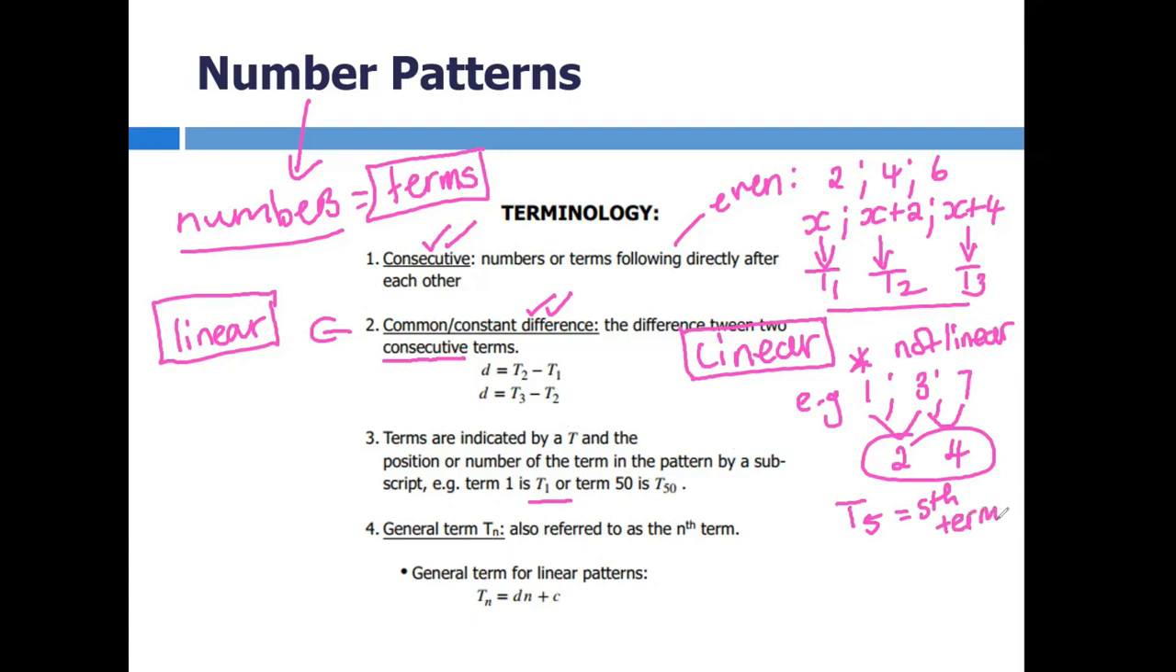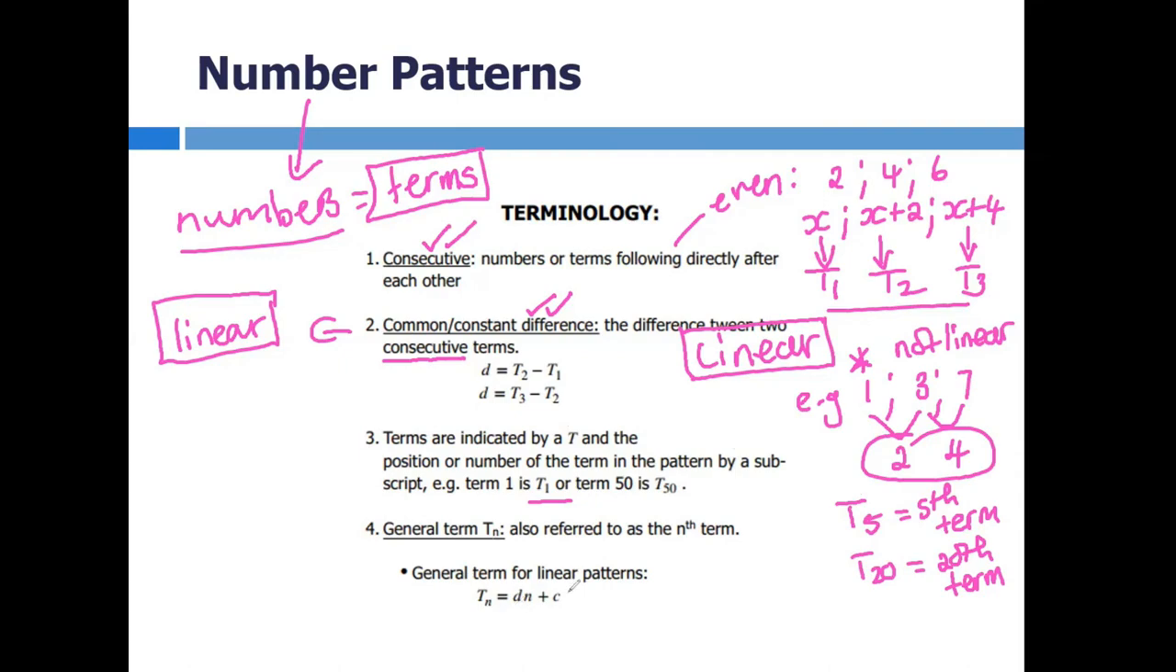If I say T20, I mean the 20th term. So whenever you see that, it means that we are dealing with that particular term. So that's the language of number patterns. And then finally, we are going to talk about what is called the general term.